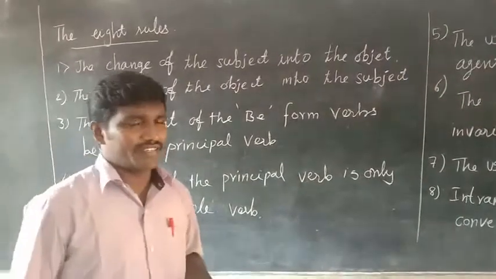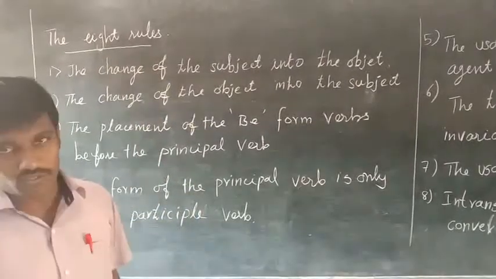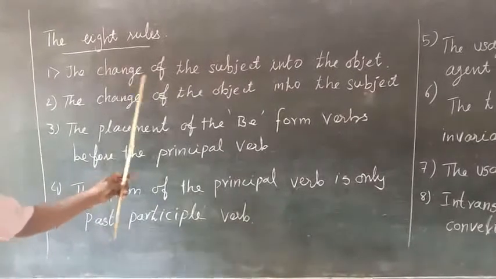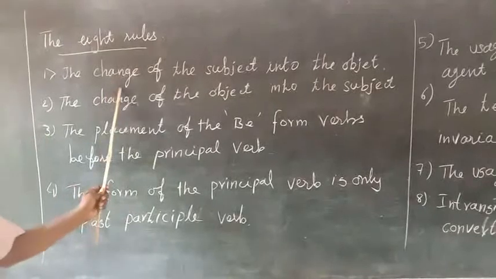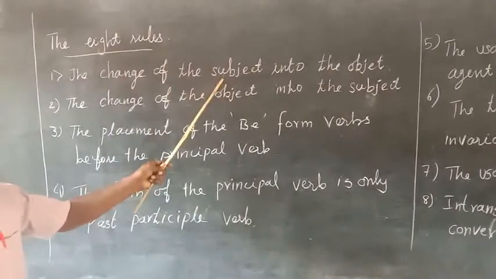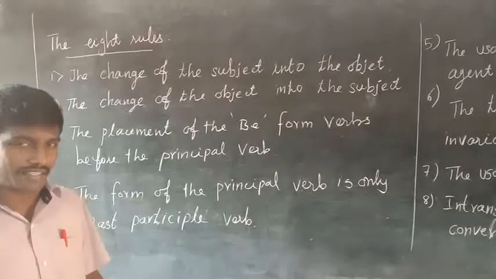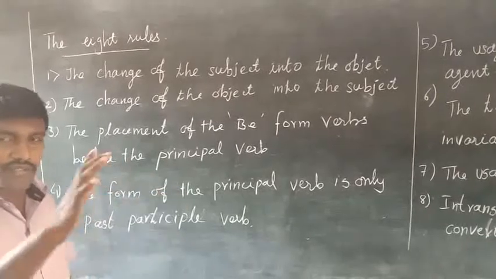Dear students, we have to see now the 8 rules in the passive voice. The first one, the change of the subject into the object. Say for example, Kavita wrote a letter. The subject goes to the object place.